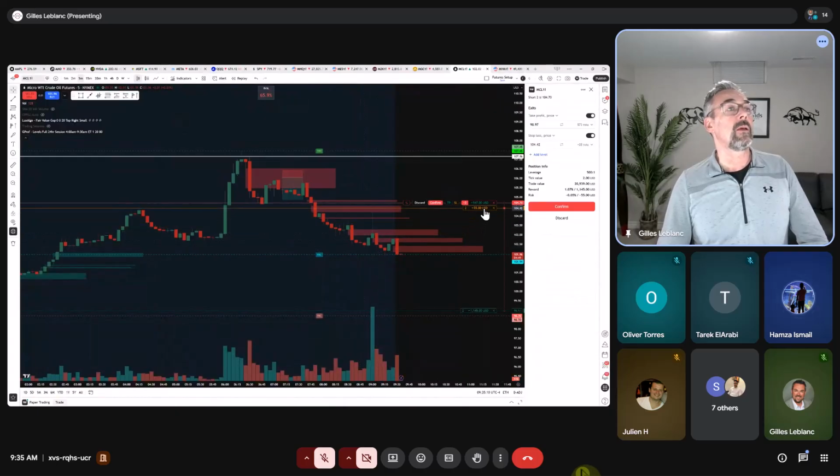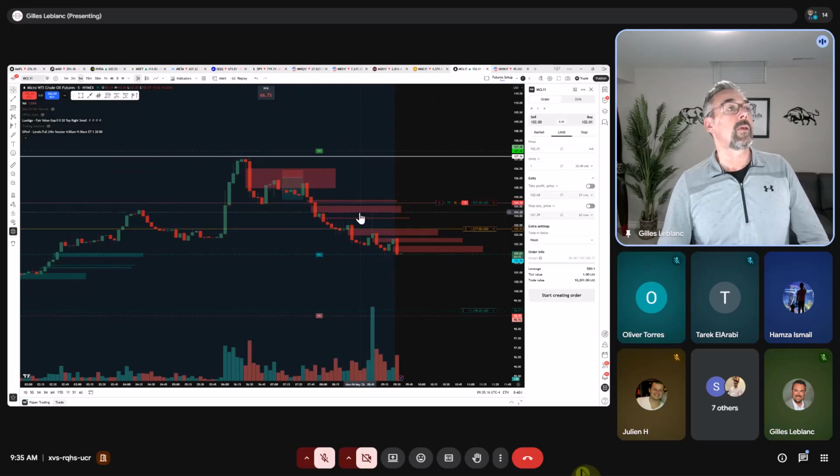For the time being, I prefer having my risk basically at break even here, because if it does, this could be retested again. But if we break down below PDC and retest and move lower, then I would bring my stop loss into profit, probably just above the wick over here.